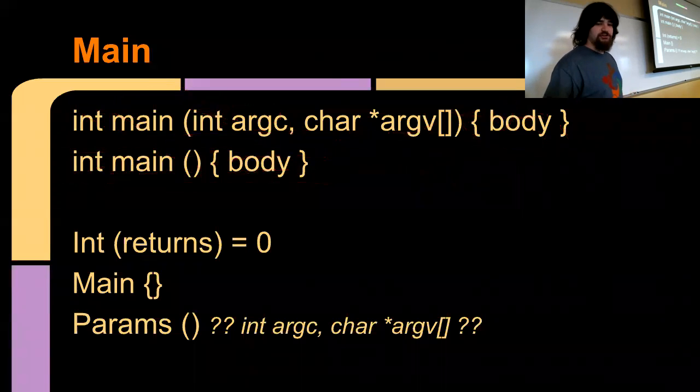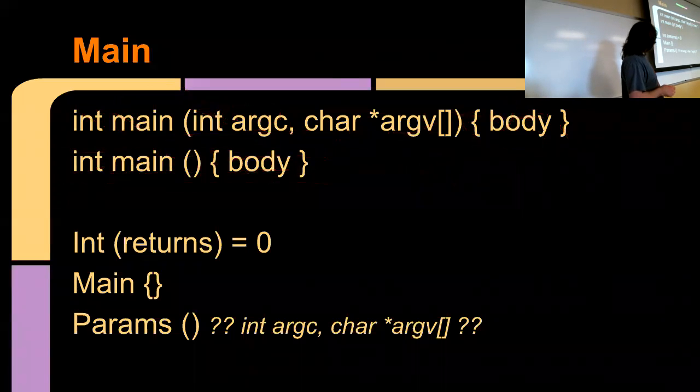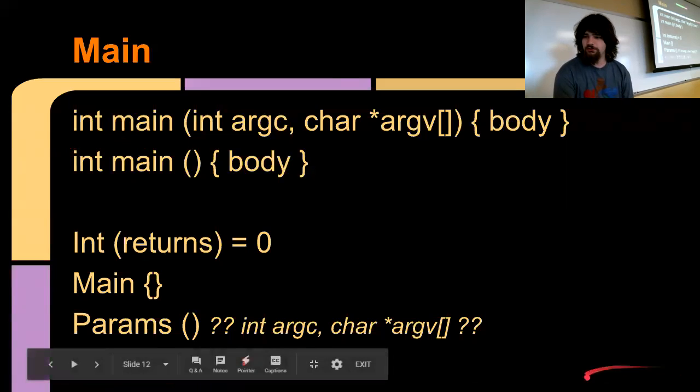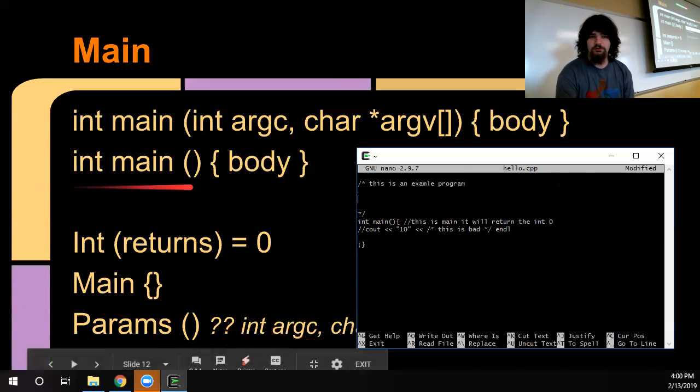C++ is generous. It lets us get away with murder. Essentially, the things that are inside of the parentheses are called arguments or parameters. And when you run your program, actually let me open up Sigma again. So this will technically compile.